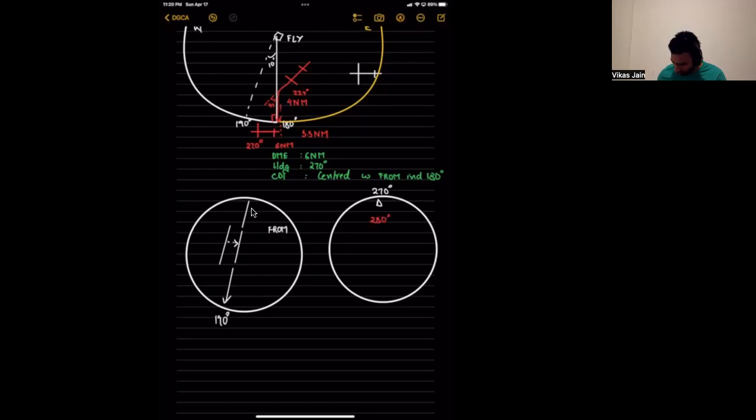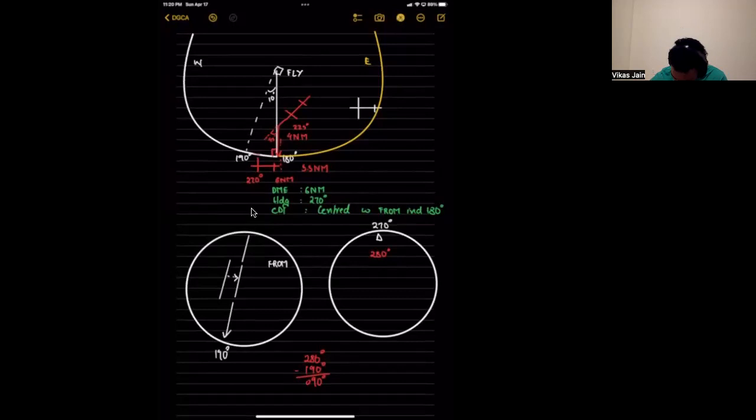Now, see this, 280 degrees minus 190 degrees is 90 degrees, right? So you're making a 90-degree intercept to the next radial, which is 190 degrees. So when your instruments look like this, you're basically in this position. You made a 90-degree intercept to the next radial, maintaining the same 6 nautical mile distance for 190.